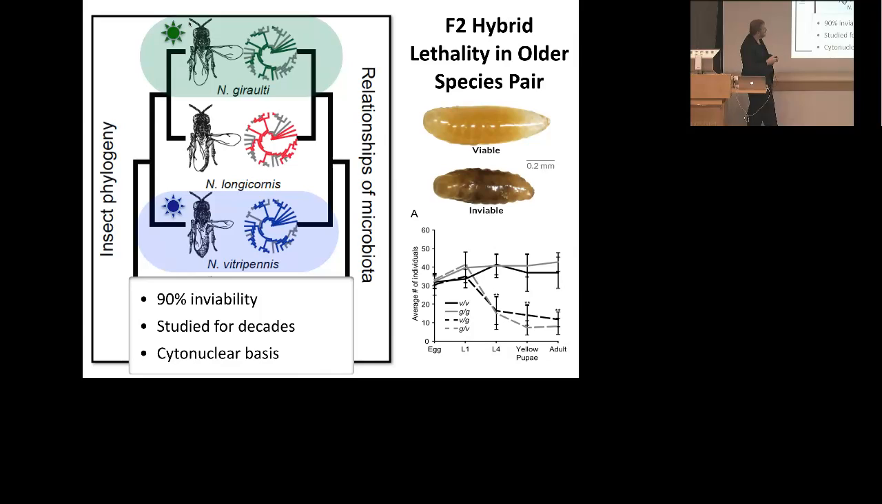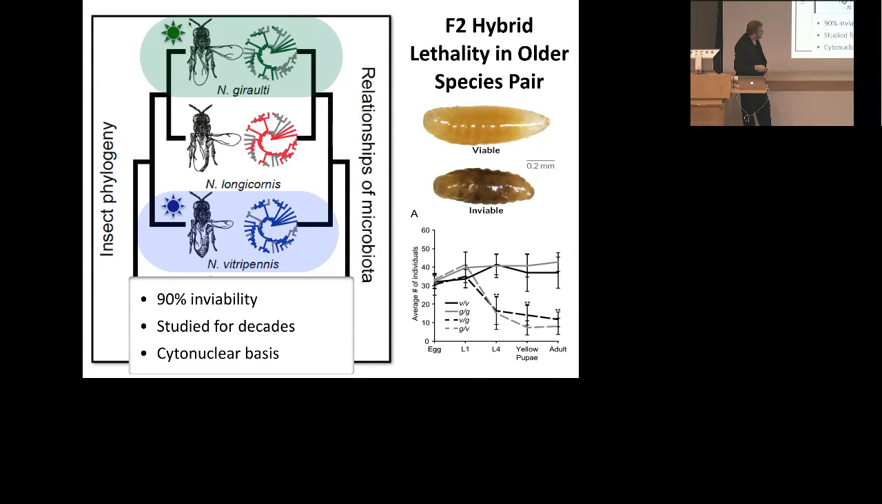So you get hybrids, however, the F2 hybrids die, and they look like this. So this is clearly a difference in phenotype. What we're probably seeing here is an extreme melanization response relative to the normal viable larvae. And this chart just shows that the hybrids decline in survivability over the larval stage through adulthood relative to the parents.